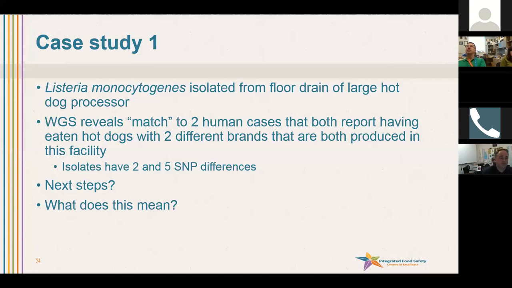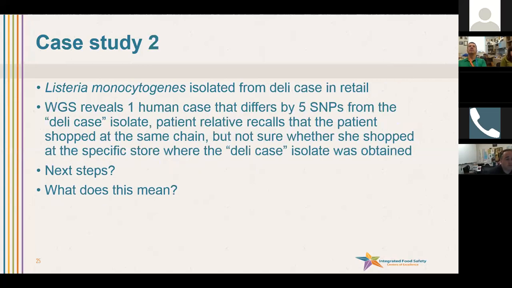So let's go to another case study, and then I'm going to go back to some data that support what I'm talking about here. It's very, very similar, but now we have a Listeria isolate from a deli case in retail. So agent markets in one of the states on this call went in, for some reason decided to take some sponges in a retail environment, in a deli case, found Listeria monocytogenes, and whole genome sequenced it. That whole genome sequence matches 1 human case. So rather than 2, now we have 1 human case, 5 SNPs. That patient died, but a relative recalls that she did shop at the same chain. Not sure whether she shopped at the same store where the deli case isolate was obtained.